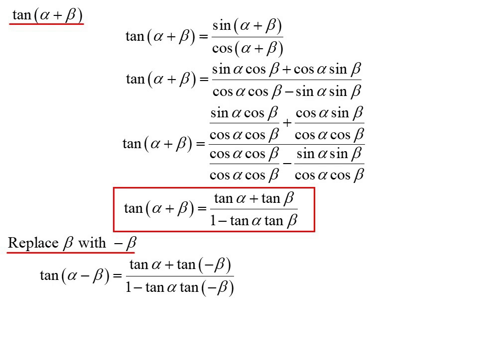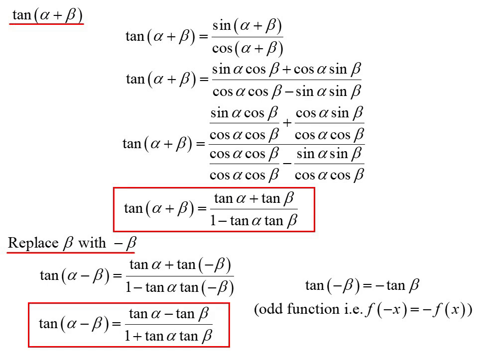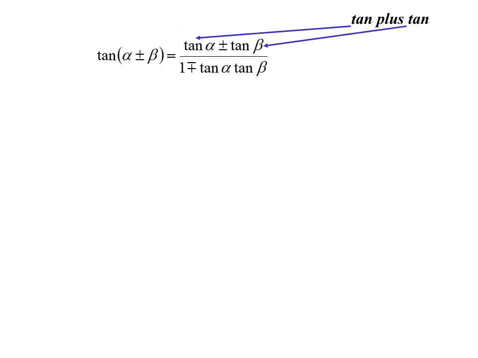Replace beta with negative beta. Let's see what happens with the negative one. Tan, that's an odd function. And we get that. So this is what we've got. Tan plus tan on 1 minus tan tan.